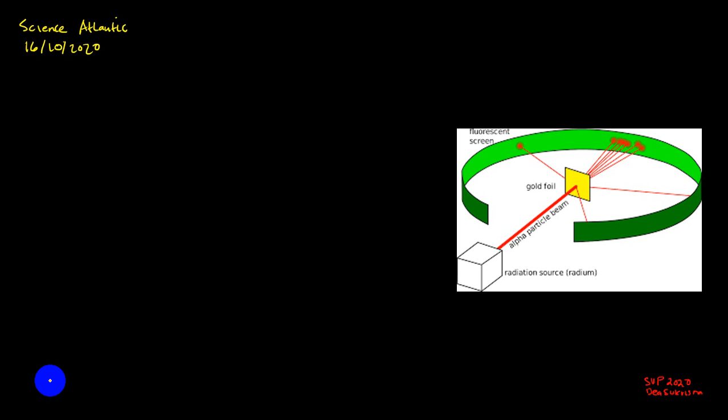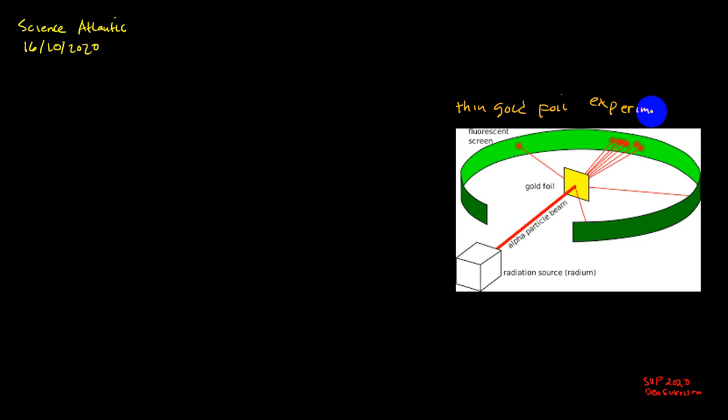Okay, let's see, orange. According to our last meeting, we left off with the discussion of Ernest Rutherford's thin gold foil experiment. Basically, Rutherford wanted to examine the Thomson atomic model. This is the diagram. What you can see right now is how the experiment looks.